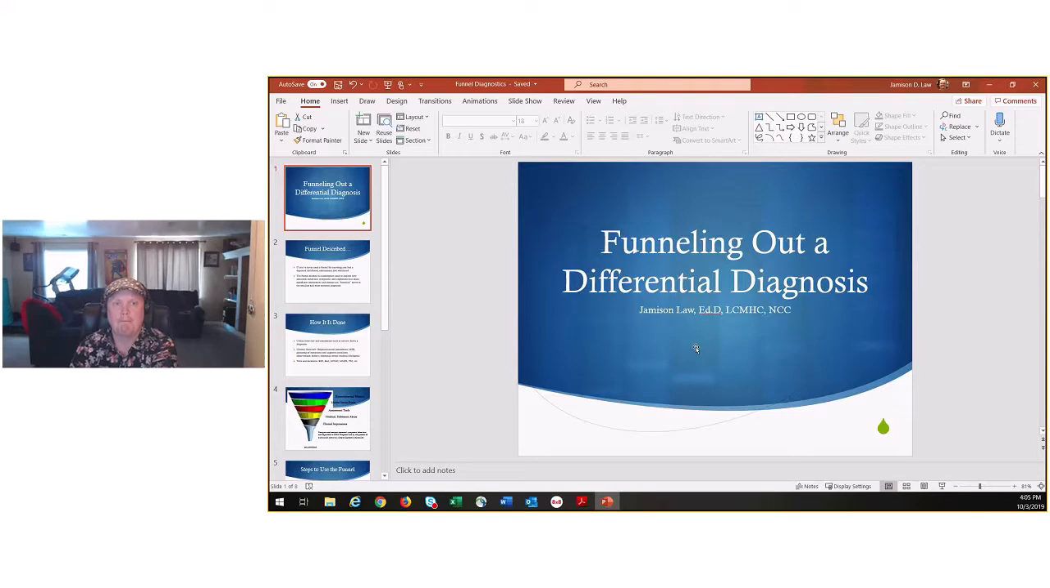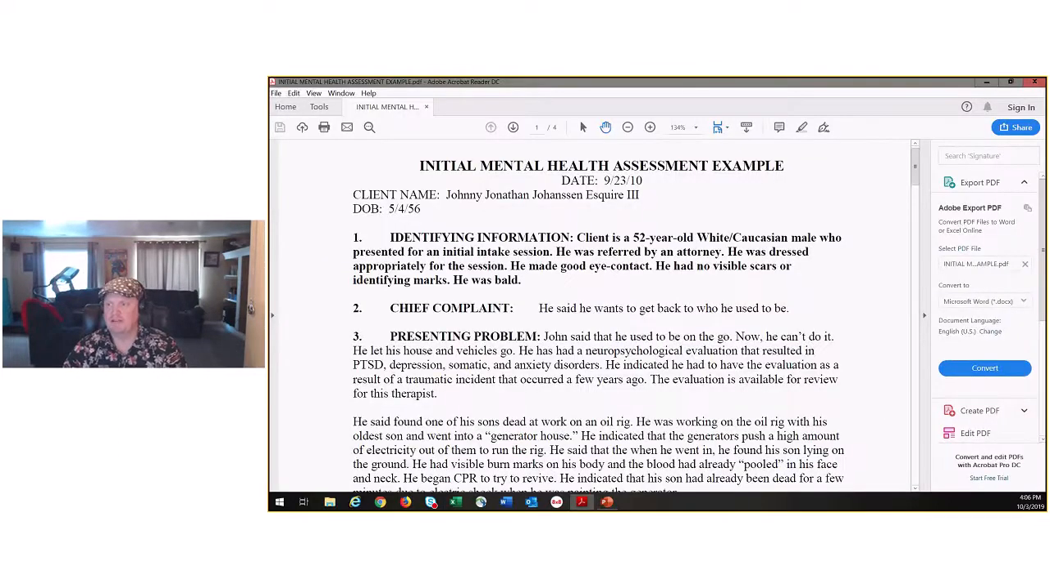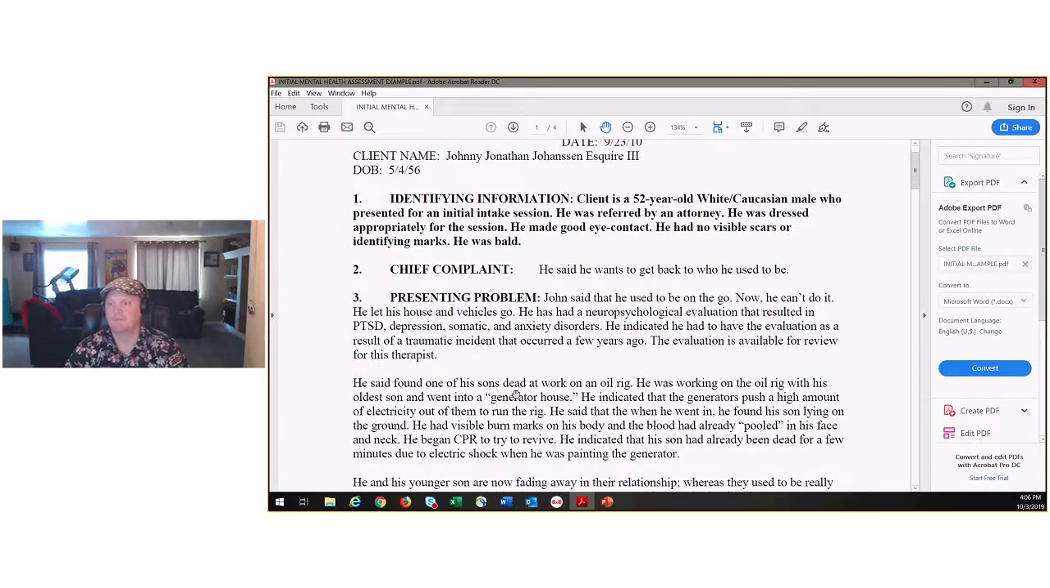Those usually include many written assessments that the client will fill out as well, but we're not going to go into that kind of depth. Again, the goal of a case conceptualization is to gather information about the client, to figure out why they're there, what is going on, and then to go on to diagnosis and then treatment plan. So we're going to start first with this gentleman that I shared with you last week, Mr. Jonathan Johansson, Esquire III. Yep, that's made up if you can't tell.